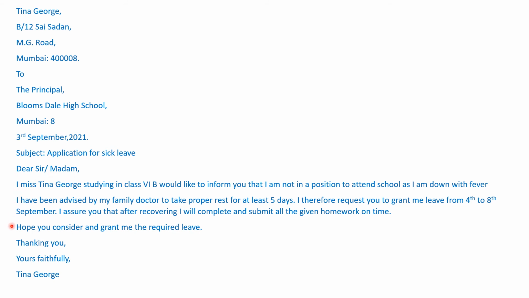This is the body of the letter. I have written it in 3 small paragraphs. I'll just read it. So, dear sir, madam, I, Miss Tina George, studying in class 6th B, would like to inform you that I am not in a position to attend school as I am down with fever. I have been advised by my family doctor to take proper rest for at least 5 days. I therefore request you to grant me leave from 4th to 8th September. I assure you that after recovering, I will complete and submit all the given homework on time. Hope you consider and grant me the required leave.